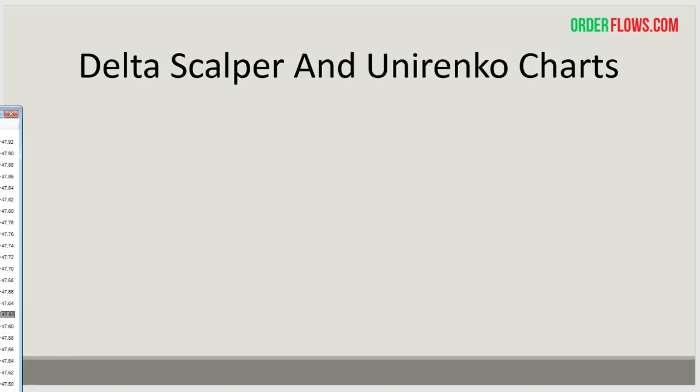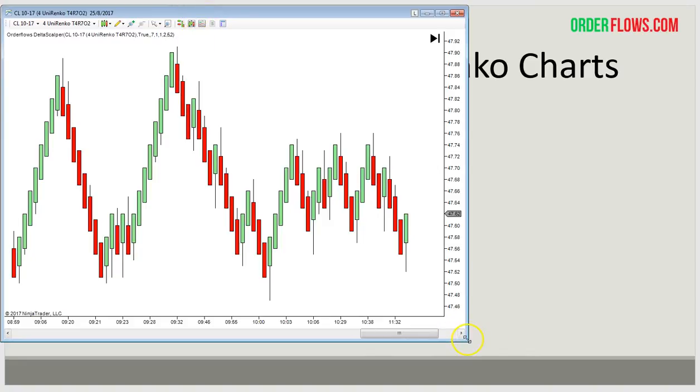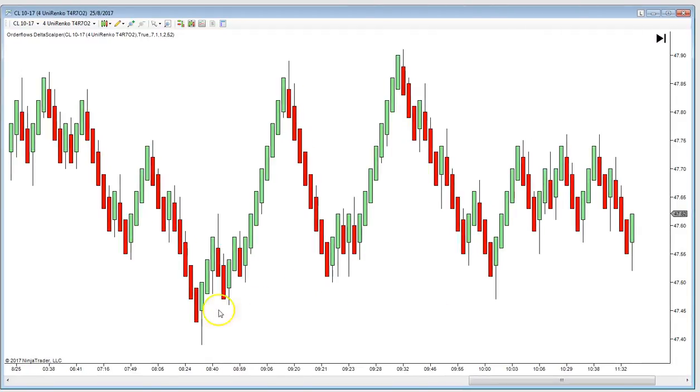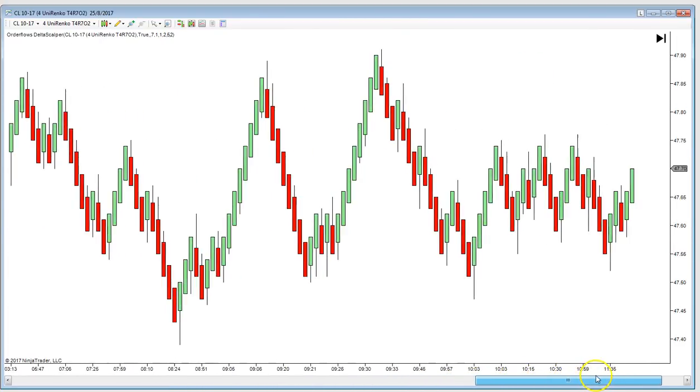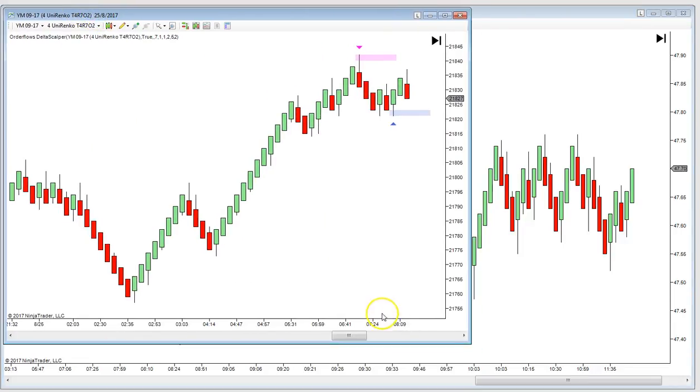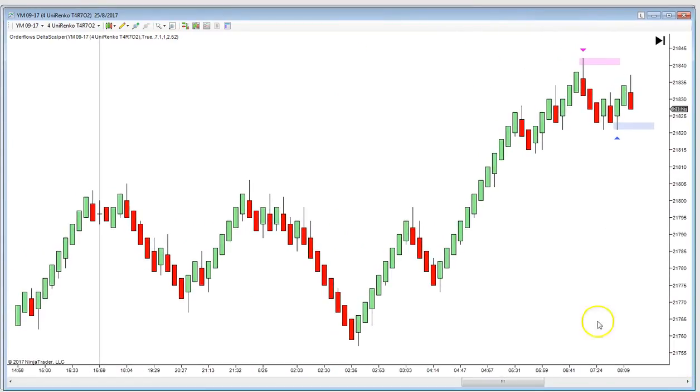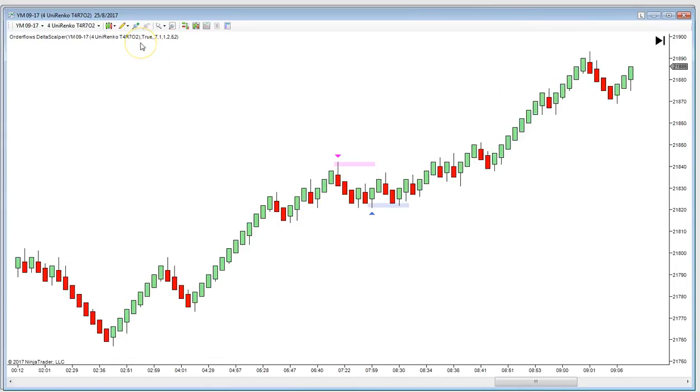Because, for example, here today in the crude, really quick, it's not much. Basically you've had 45 low, 85 high, a 40 cent range, so you're not going to get many signals on markets that are basically moving sideways, not much movement. While in, for example, the Dow, the mini Dow, the YM today, now I have my Unirenko chart set at 472, and these are the default settings for the Delta Scalper.